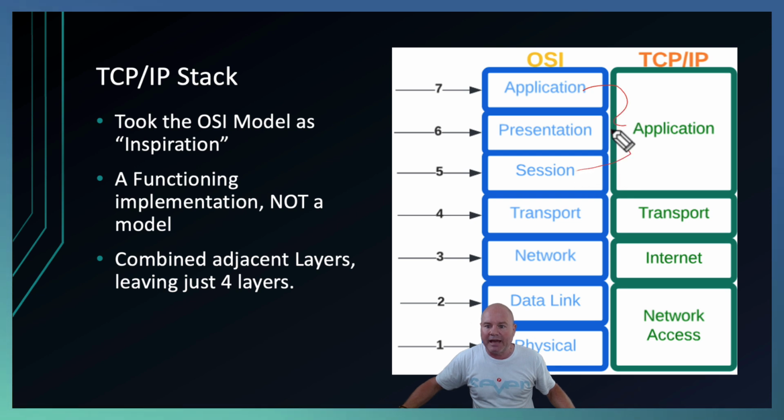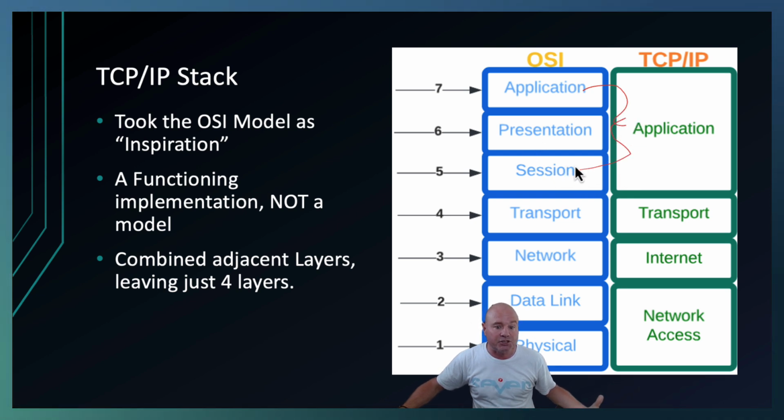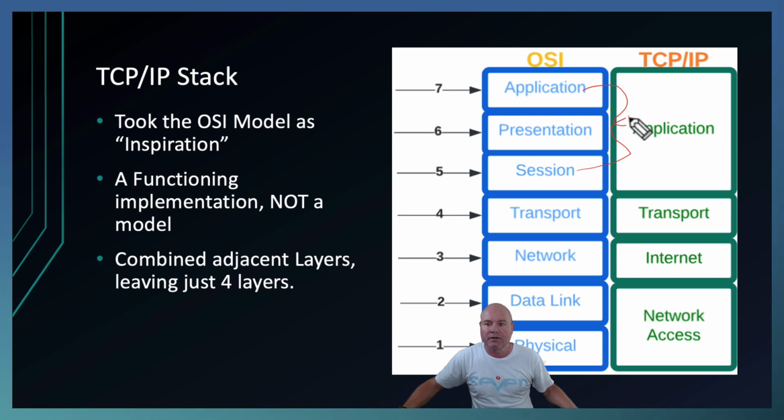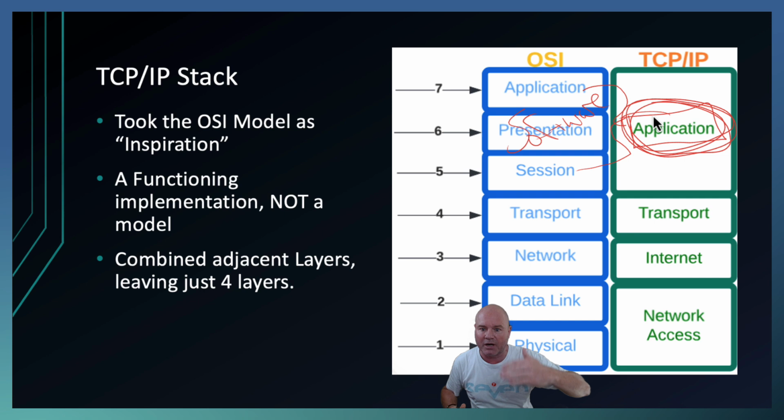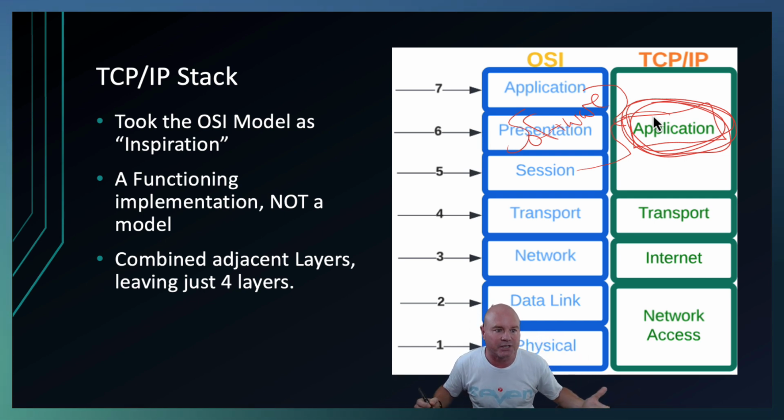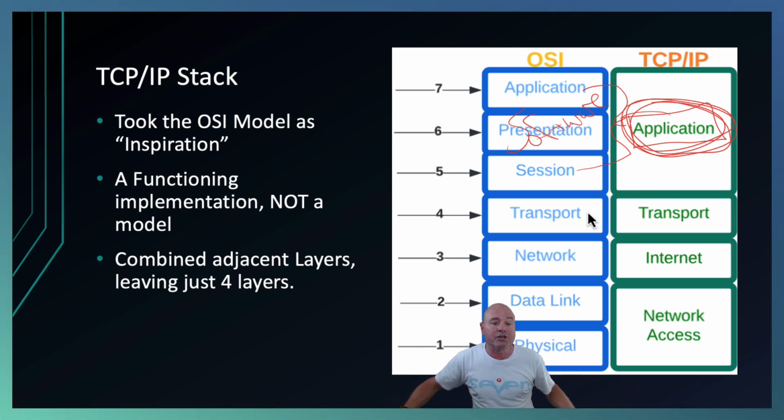So we have the application, the presentation, and the session layers of the OSI model. Okay, well, TCP just calls that the application layer now. Because quite frankly, all 3 of these things are done in software. And because that software is going to be tied to a particular application, that's why they just broke it down and said, you know what, we're not going to do application, presentation, session, we're just going to call it application.